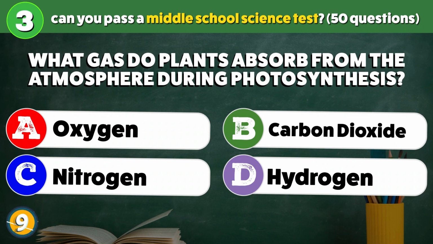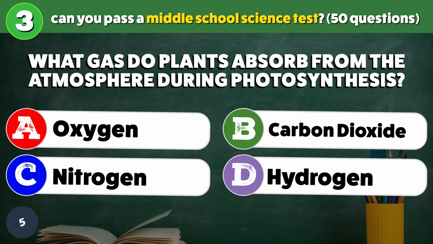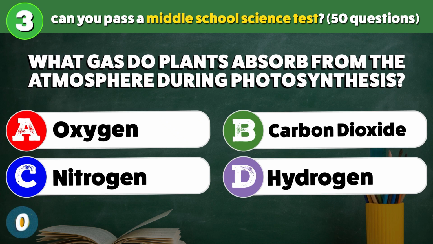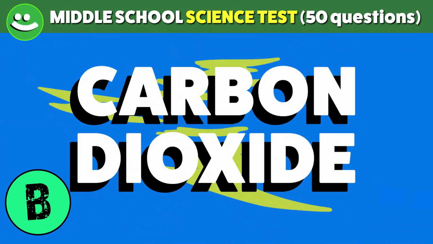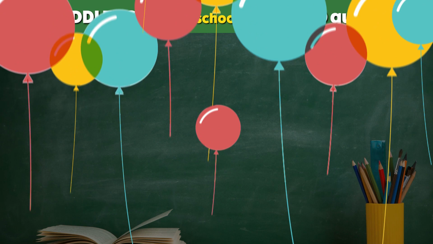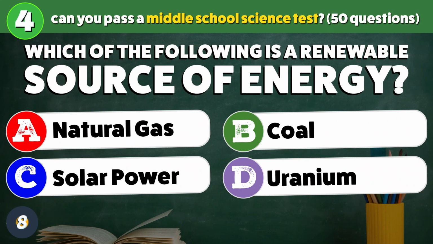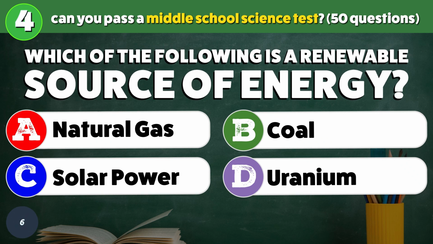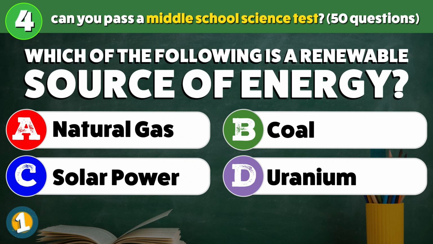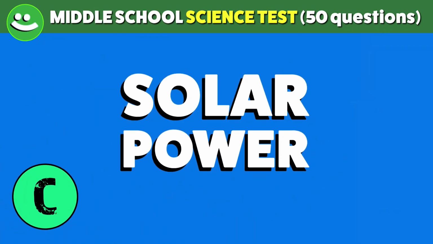What gas do plants absorb from the atmosphere during photosynthesis? Is it oxygen, carbon dioxide, nitrogen, or hydrogen? It's carbon dioxide. Which of the following is a renewable source of energy? Is it natural gas, coal, solar power, or uranium? It's solar power.